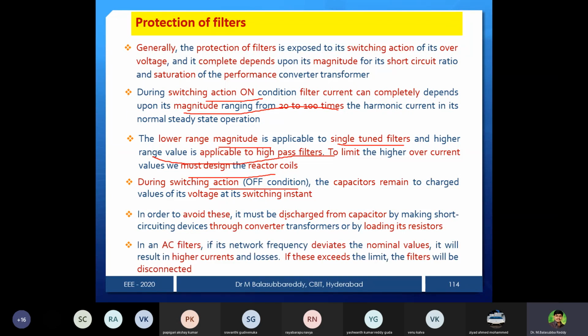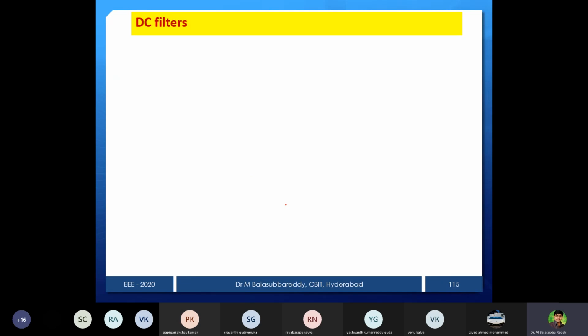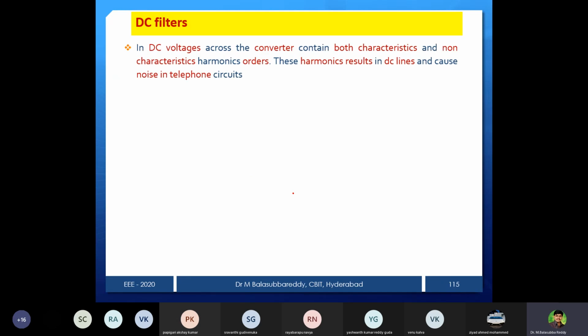And in an AC filter, if the network frequency deviates from the nominal value, it will result in higher current and losses. If these exceed the limit, filters will be disconnected. So this is just for protection. Now, as you are aware that AC filters are discussed for single tuned, multi-tuned, high pass and all, but DC filters normally will be required in the multi-terminal DC system, not in the 2-point DC system. Whatever we have discussed so far is a 2-point DC system.